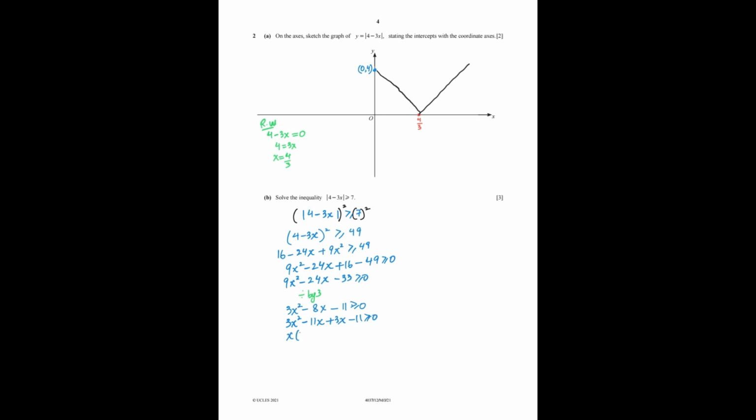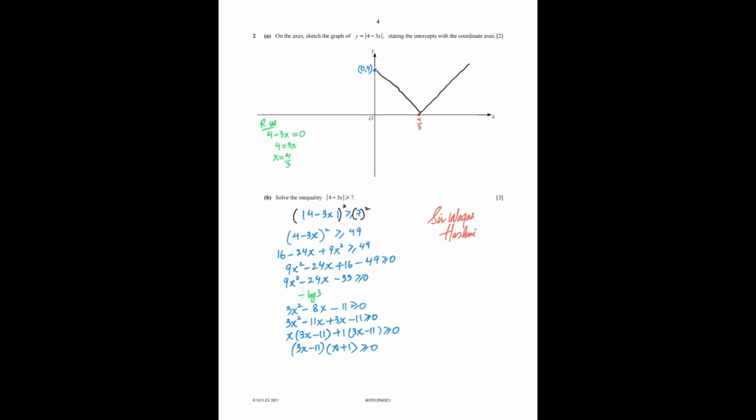It's x(3x - 11) + 1(3x - 11) ≥ 0. Now we can take (3x - 11) common, and the leftover part we have is (x + 1) ≥ 0. Basically we are getting two values of x. The first one is -1 and the next one is 11/3, right?